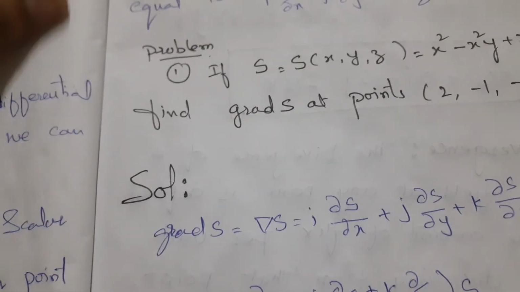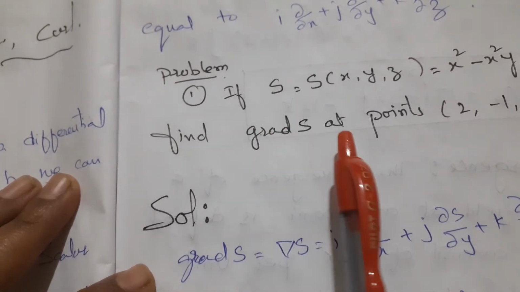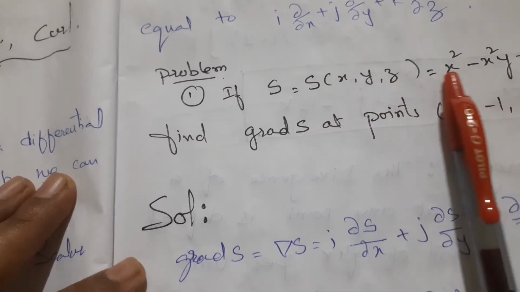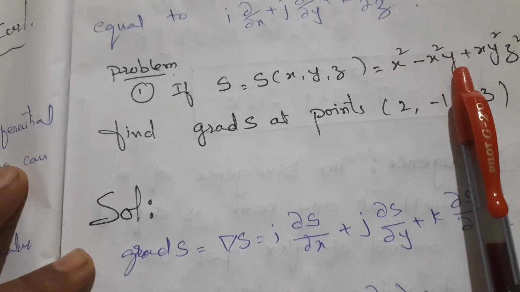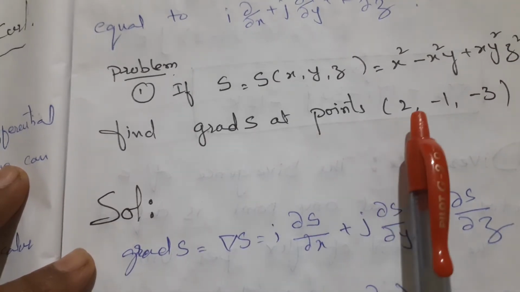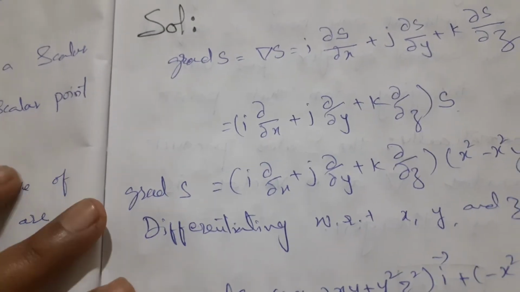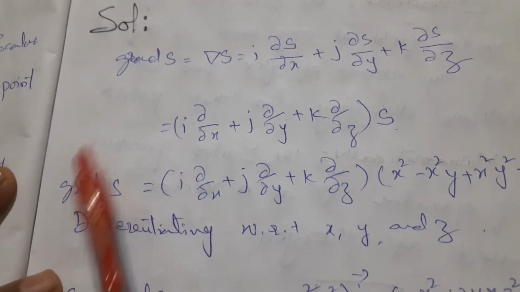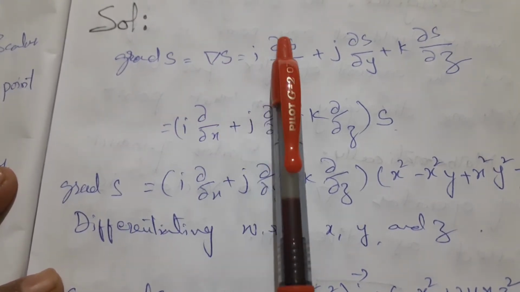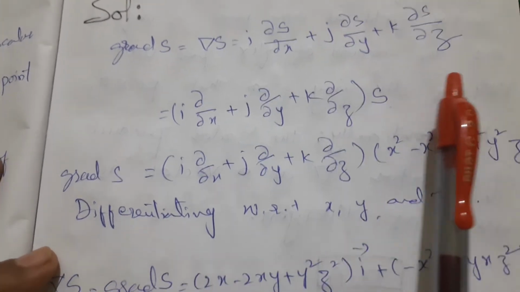So there is one problem based upon the gradient of a scalar field. Let s equal s(x, y, z) equal x square minus x square y plus x y square z square. Find the grad s at the point (2, -1, -3). For this, first of all we have to find out grad s. Grad s, which can be written as del s, is equal to i dou s by dou x plus j dou s by dou y plus k dou s by dou z.